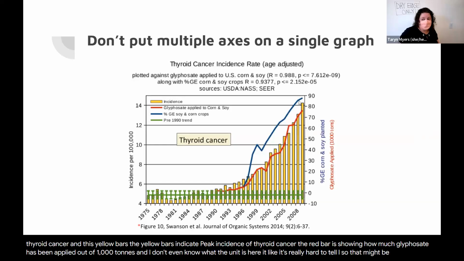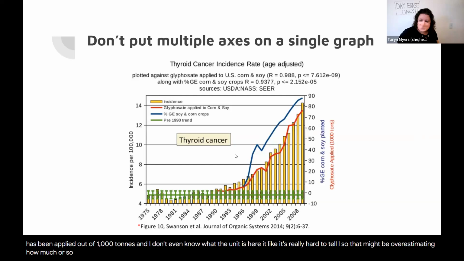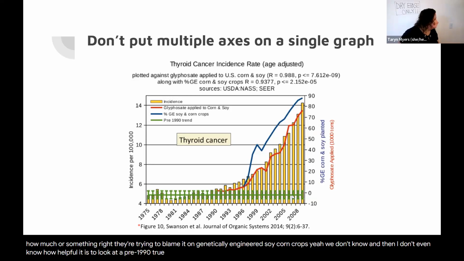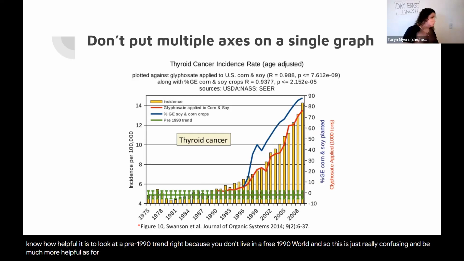So that might be overestimating how much is owned, right? They're trying to blame it on genetically engineered soy and corn crops. We don't know. And then I don't even know how helpful it is to look at a pre-1990 trend, right? Because we don't live in a pre-1990 world. And so this is just really confusing and would be much more helpful as 4 distinct figures, right?